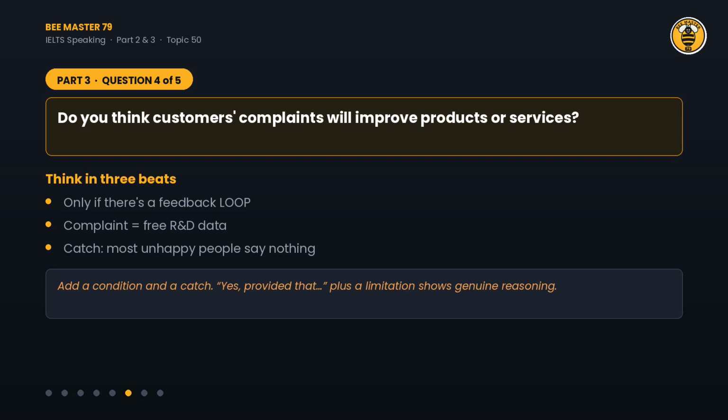Question 4. Do you think customers' complaints will improve products or services? Add a condition and a catch. "Yes, provided that" plus a limitation shows genuine reasoning.